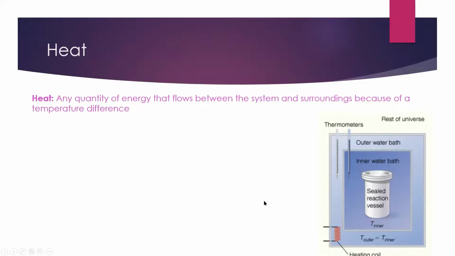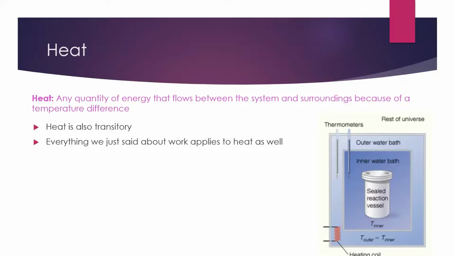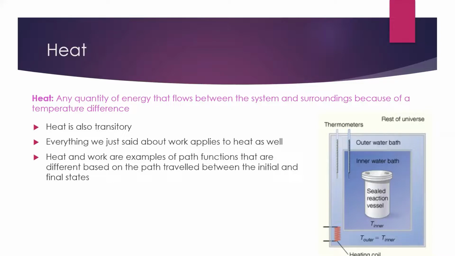But heat is, again, very similar to work. It has all of the same properties that work does. So heat is also transitory. It has the same sign conventions. Certain systems don't have heat. Heat only makes sense going from one state to another state. And this is because heat and work are examples of path functions. So the focus of our lecture for next time will be about path functions.